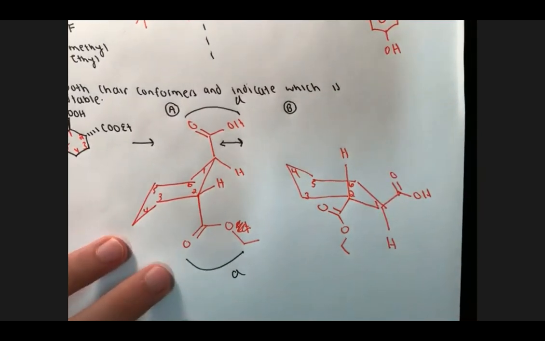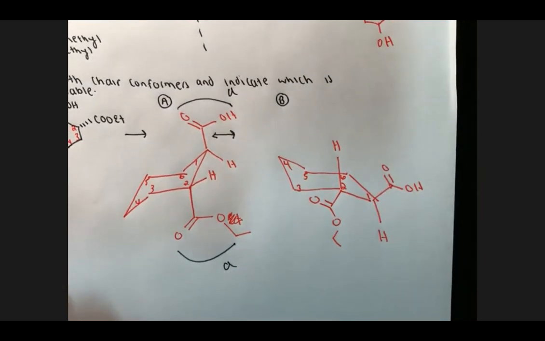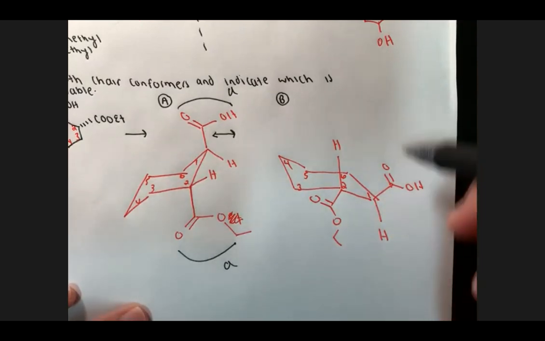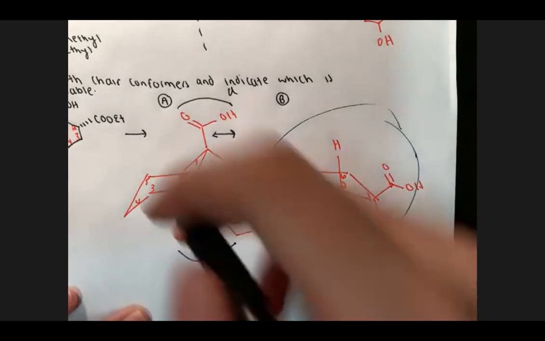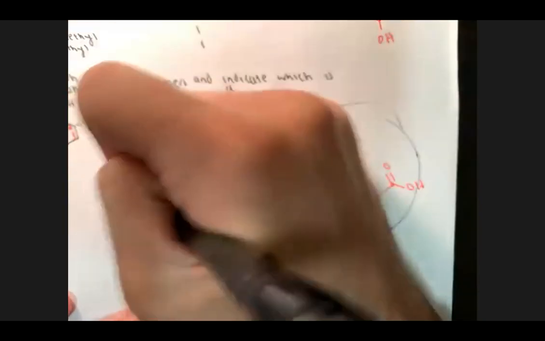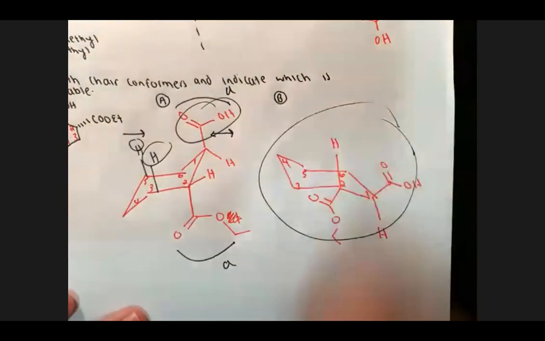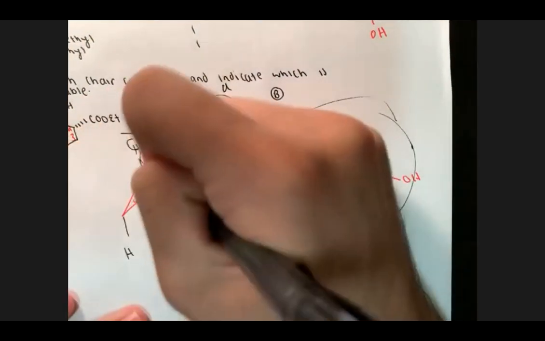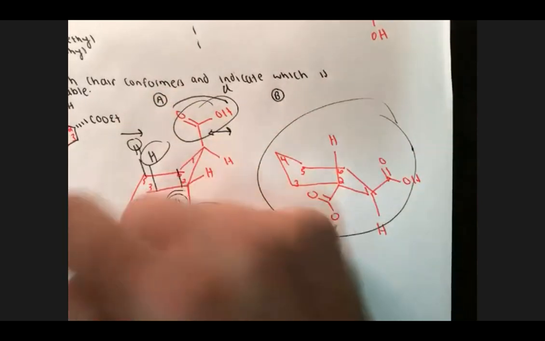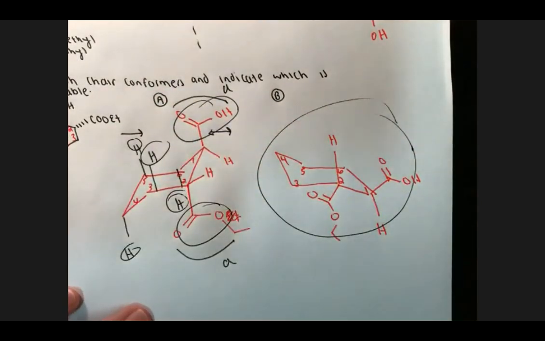Okay, so clearly I think you guys should be able to rationalize real quick which chair conformer is more stable, and it's definitely the one on the right, structure B, because we don't have these 1,3 diaxial interactions on the top, and we don't have the 1,3 diaxial interactions on the bottom. Okay, we kind of minimize those.